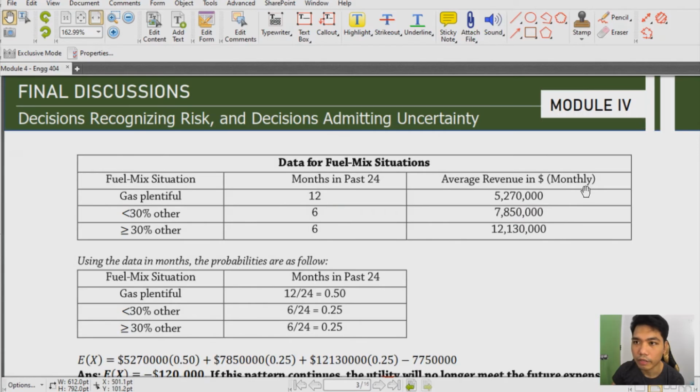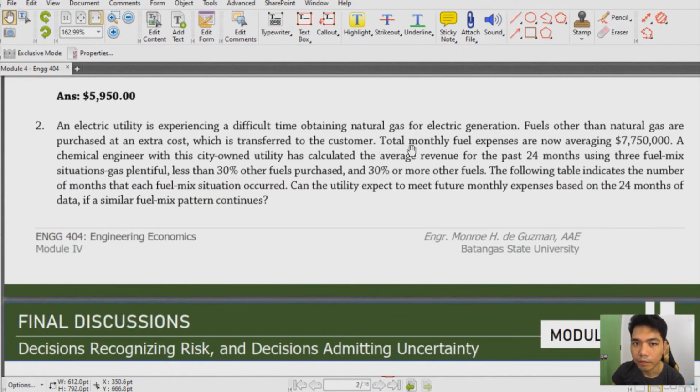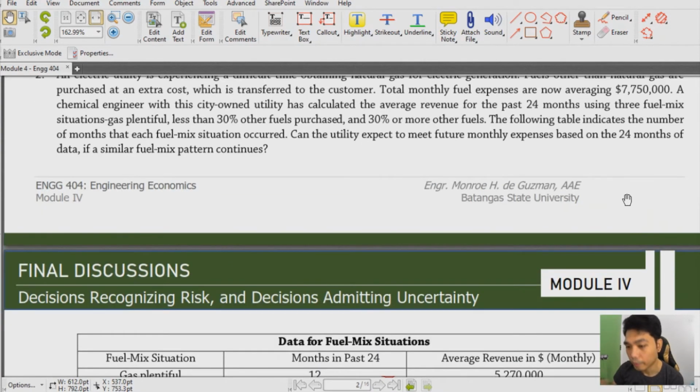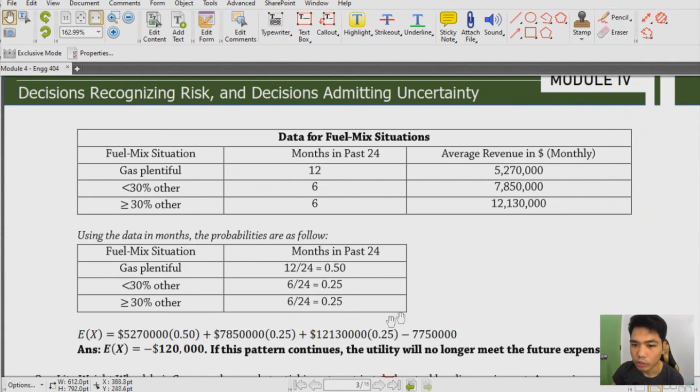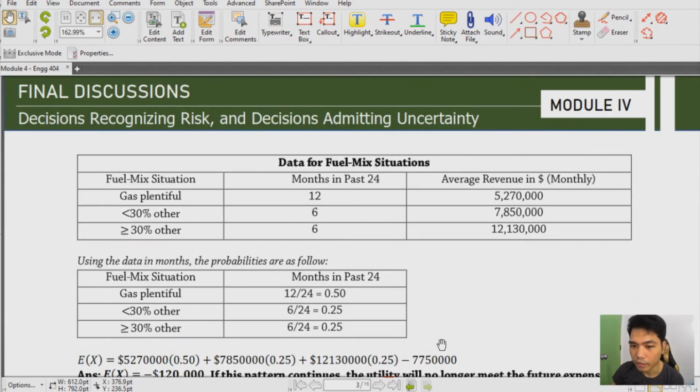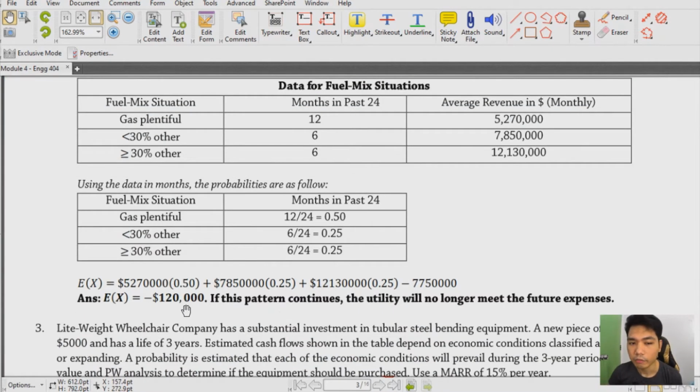Ano ba yung second paragraph ata yun? Basta somewhere here, ayun, total monthly fuel expenses are now averaging 7,750,000. Also 7,750,000. So, isusubtract natin yun kasi that is incorporated in the expected value. Kasi dapat ay lagyan mo ng mga losses if ever there are losses. So, yun lang yun. And then minus, and then you'll be getting negative 120,000.